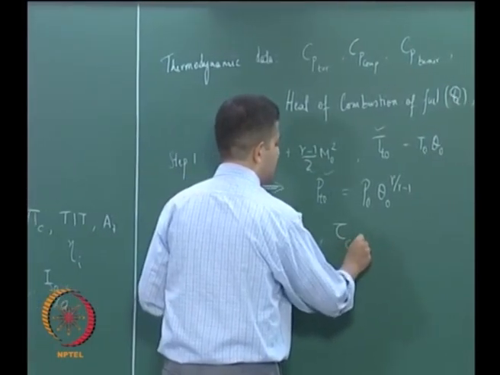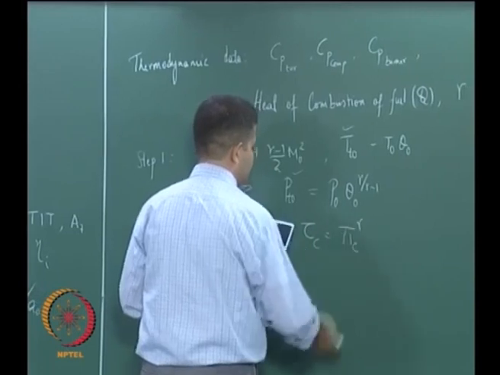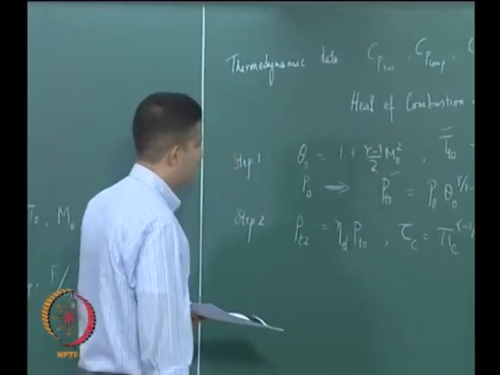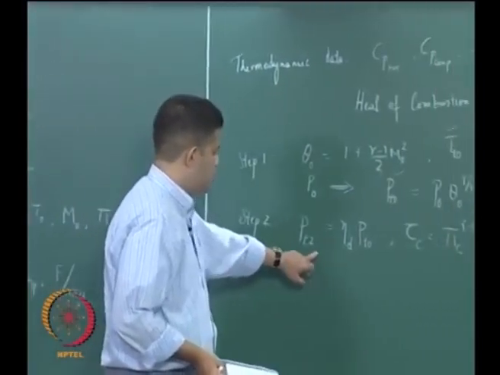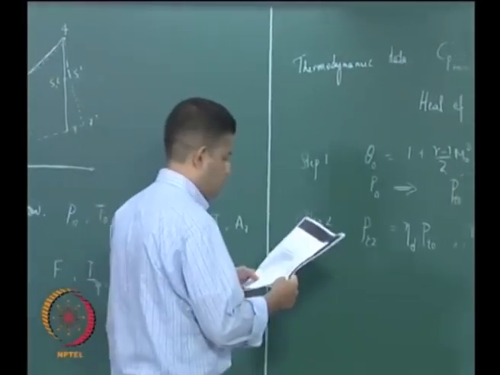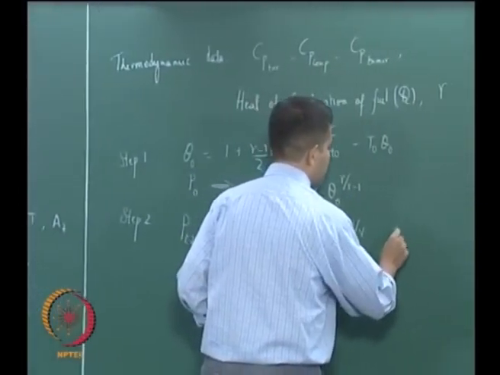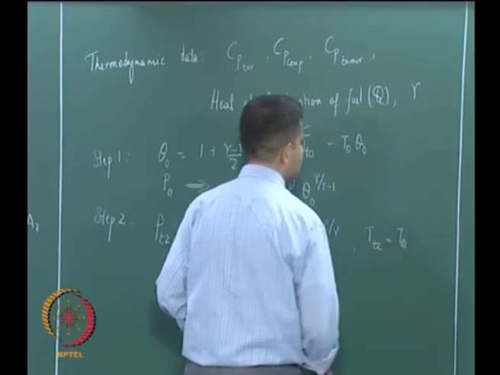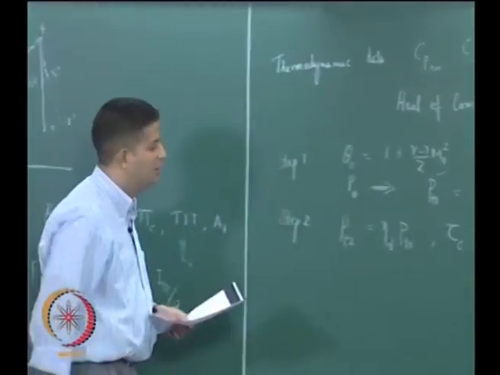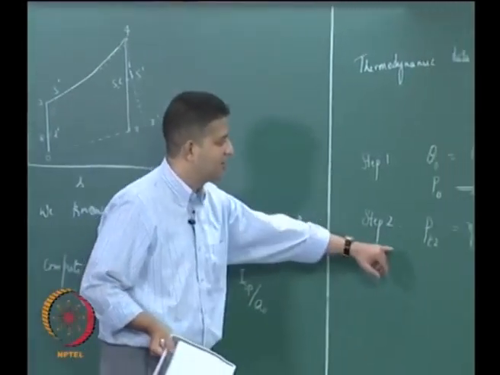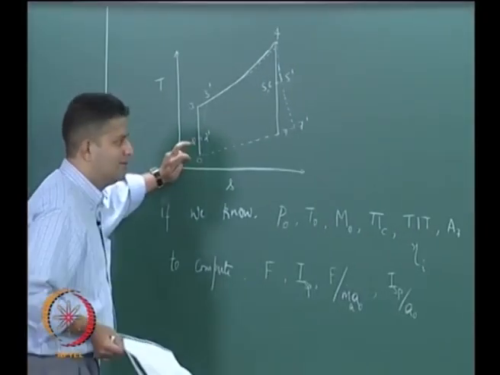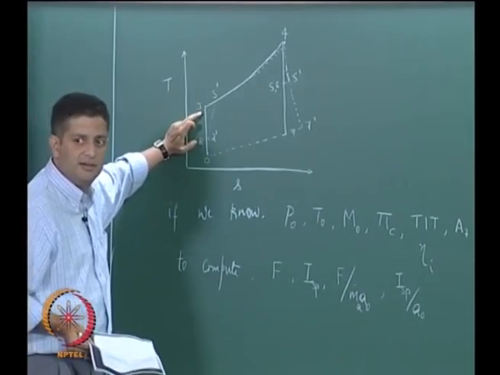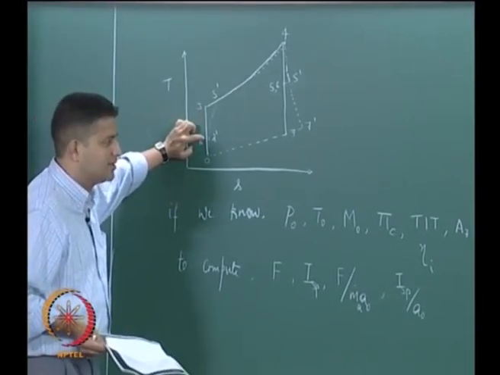And I can get tau c is equal to pi c to the power of gamma minus 1 by gamma. So I know PT2, I also know TT2 is nothing but TT naught. So I know TT naught. So I know pressure stagnation quantities at 2. So I can calculate quantities at 3, fine. I know conditions at 2 now.